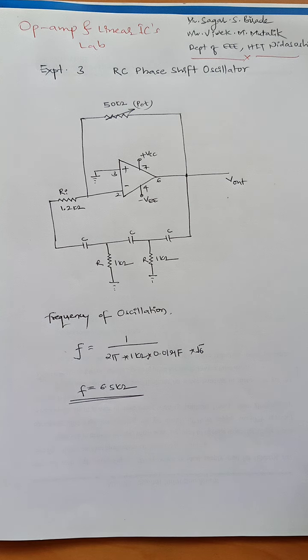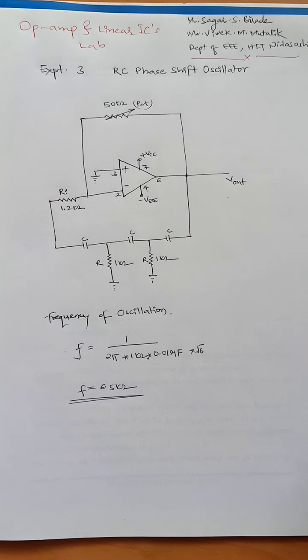As we know, to generate sustained oscillation, certain conditions must be satisfied. The first one is the gain should be more than 1, and the second one is the phase shift over a loop should be equal to either 0 degree or 360 degree. We call it Barkhausen's criteria.